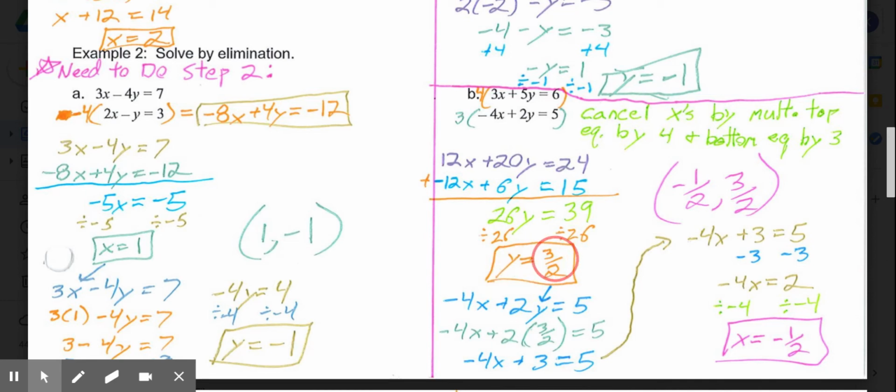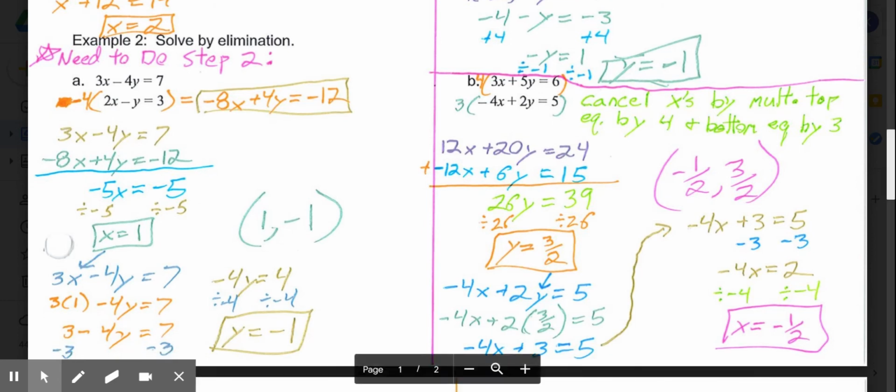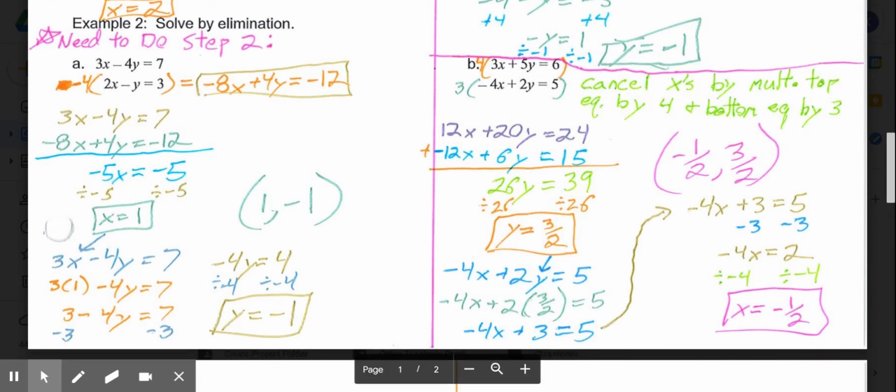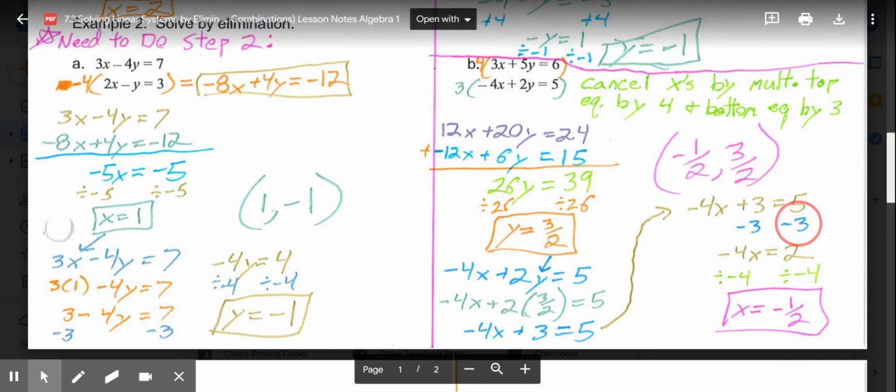Now I want to substitute that back into one of my original equations. So I'm going to substitute this in for the y. So I have a negative 4x plus 2 times 3 halves equals 5. So that would be a negative 4x plus 3 equals 5. Subtract the 3 from each side. Negative 4x equals 2. Divide by the negative 4, and x is a negative 1/2. So our final answer is a negative 1/2 comma 3 halves.